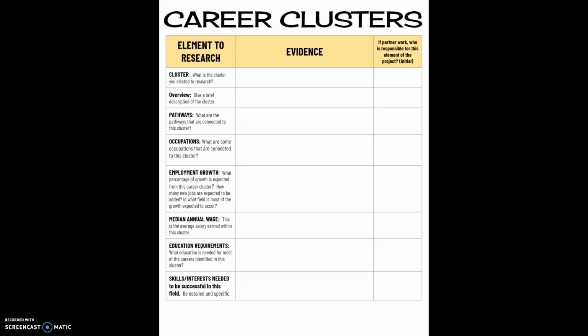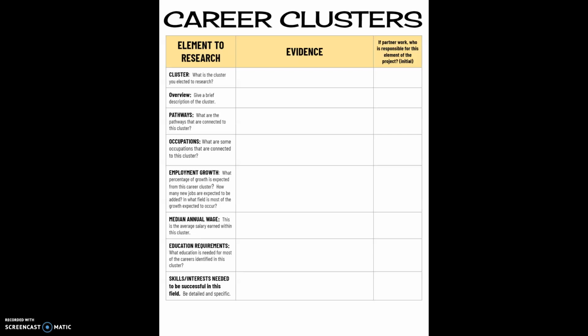So you'll notice on the left-hand side, those are the elements to research. So you have the cluster. Give me a brief overview of the cluster, the different pathways that are connected to it, the occupations that are connected to the pathways, employment growth, median annual wage, education requirements, and skills and interests needed. So those 5 sites that I showed you on the previous slide will answer each and every one of those questions. So the evidence goes in that center column. Again, it can be bulleted or it can be in sentences, whatever you're more comfortable with. What it cannot be is copy and pasting.